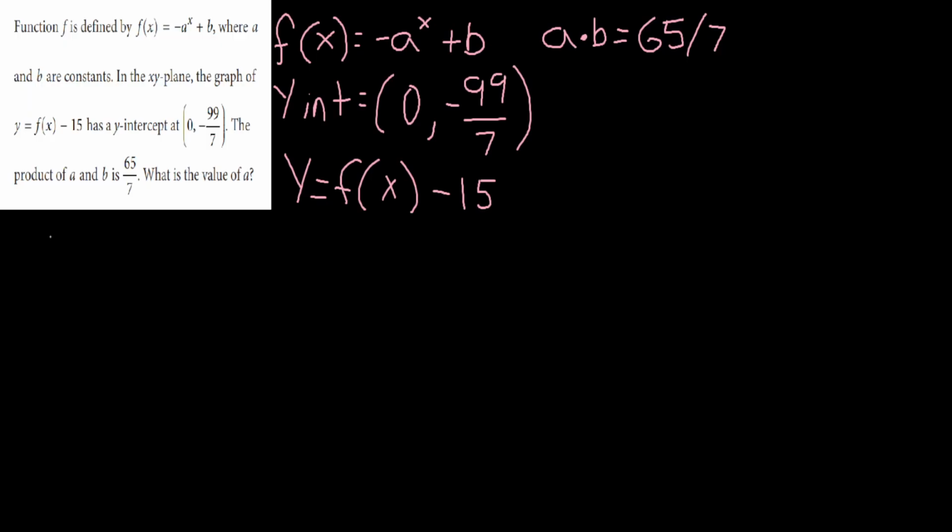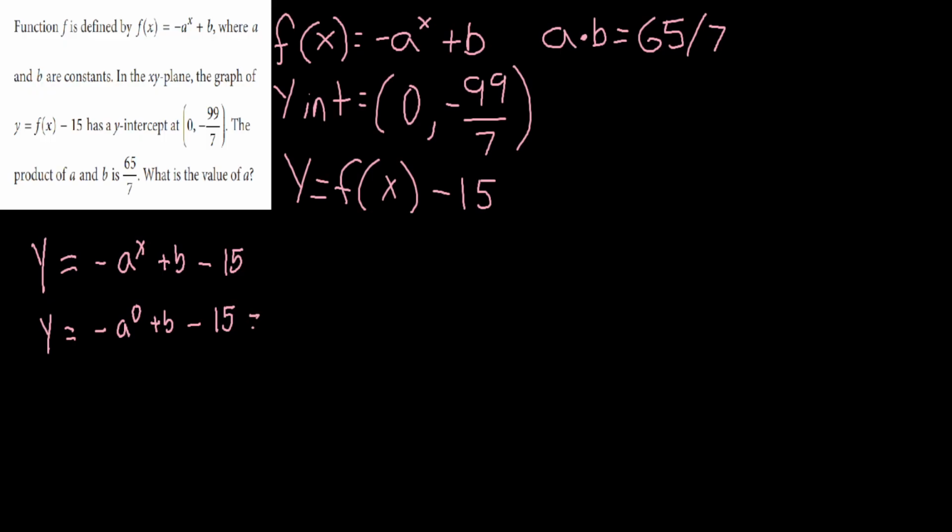The first thing we're going to do is we are given f of x, and then we are given y. We can plug in f of x directly into our y equation. And now that we've done that, we can start working with the y-intercept. So what happens when we have a y-intercept? That means x is equal to 0 because we are crossing over the y-axis.